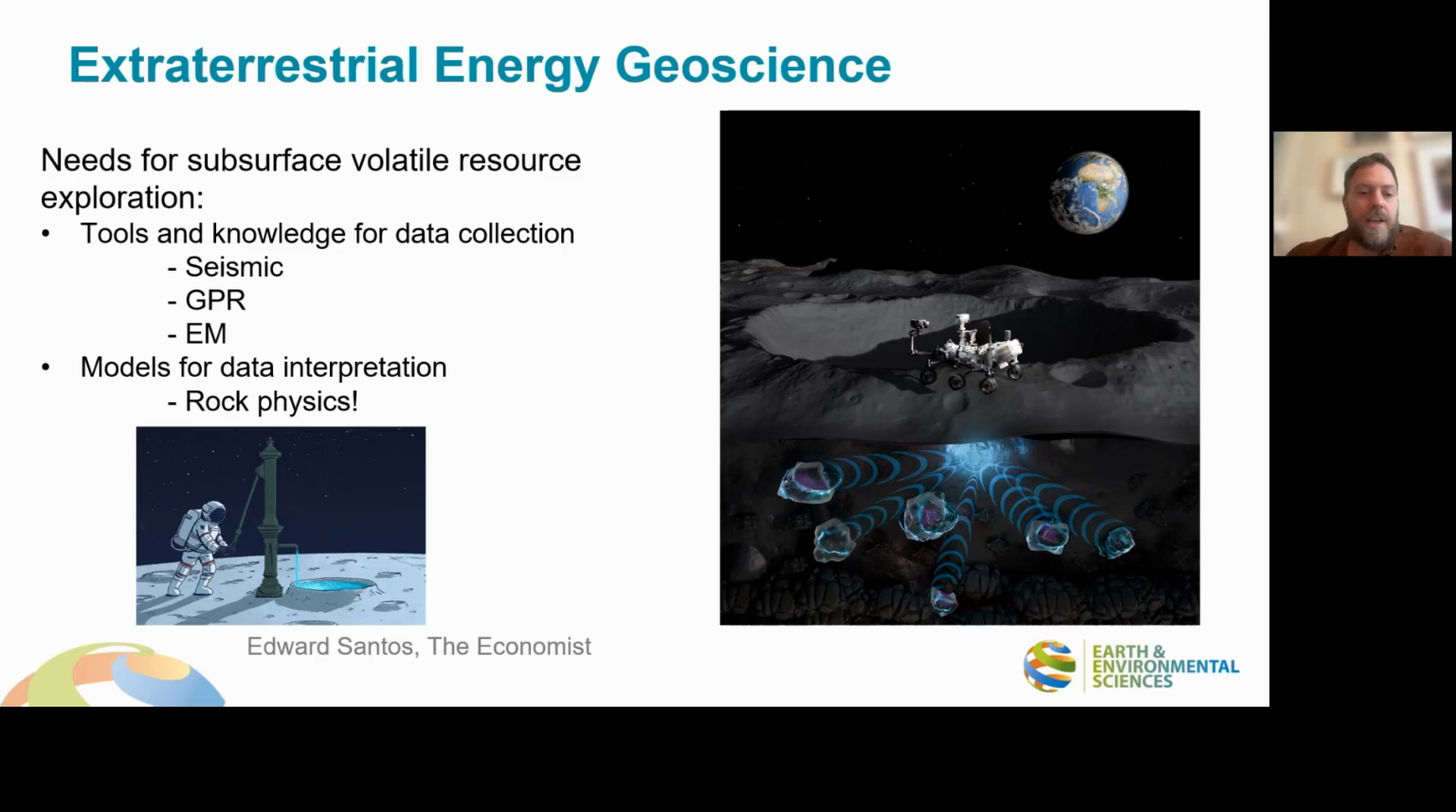And one of the ways that we've been starting to think about how to prospect for water on the moon is using the toolbox that we use for resource prospecting here on the Earth, the toolbox of near-surface geophysics, and that means active seismic surveys, GPR, electromagnetic. In addition to just collecting that data, we need to have the right models in order to interpret the data correctly to have a good idea of what it is that we're imaging in the subsurface. And the way that we do that is with rock physics.